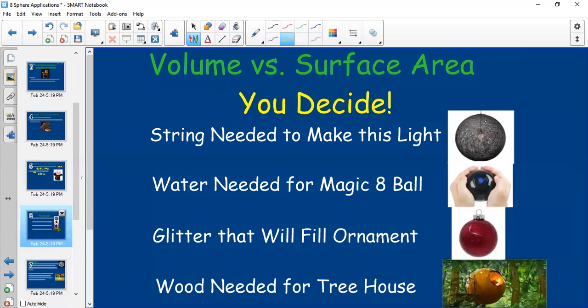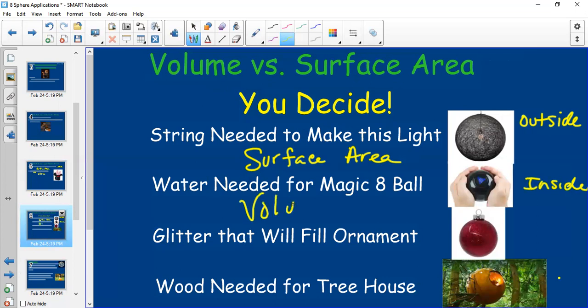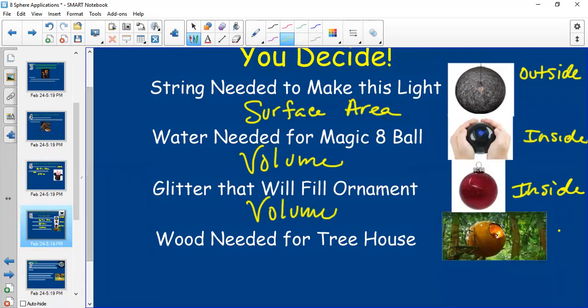All right, let's see how you did. The string for this light, that string is on the outside, and that means that it is surface area. Water for the magic 8-ball, that is on the inside. That means it is volume. Glitter needed to fill, we're going to put the glitter on the inside, and that means volume. And then the wood needed to make that tree house. That wood is on the outside. Outside means surface area.